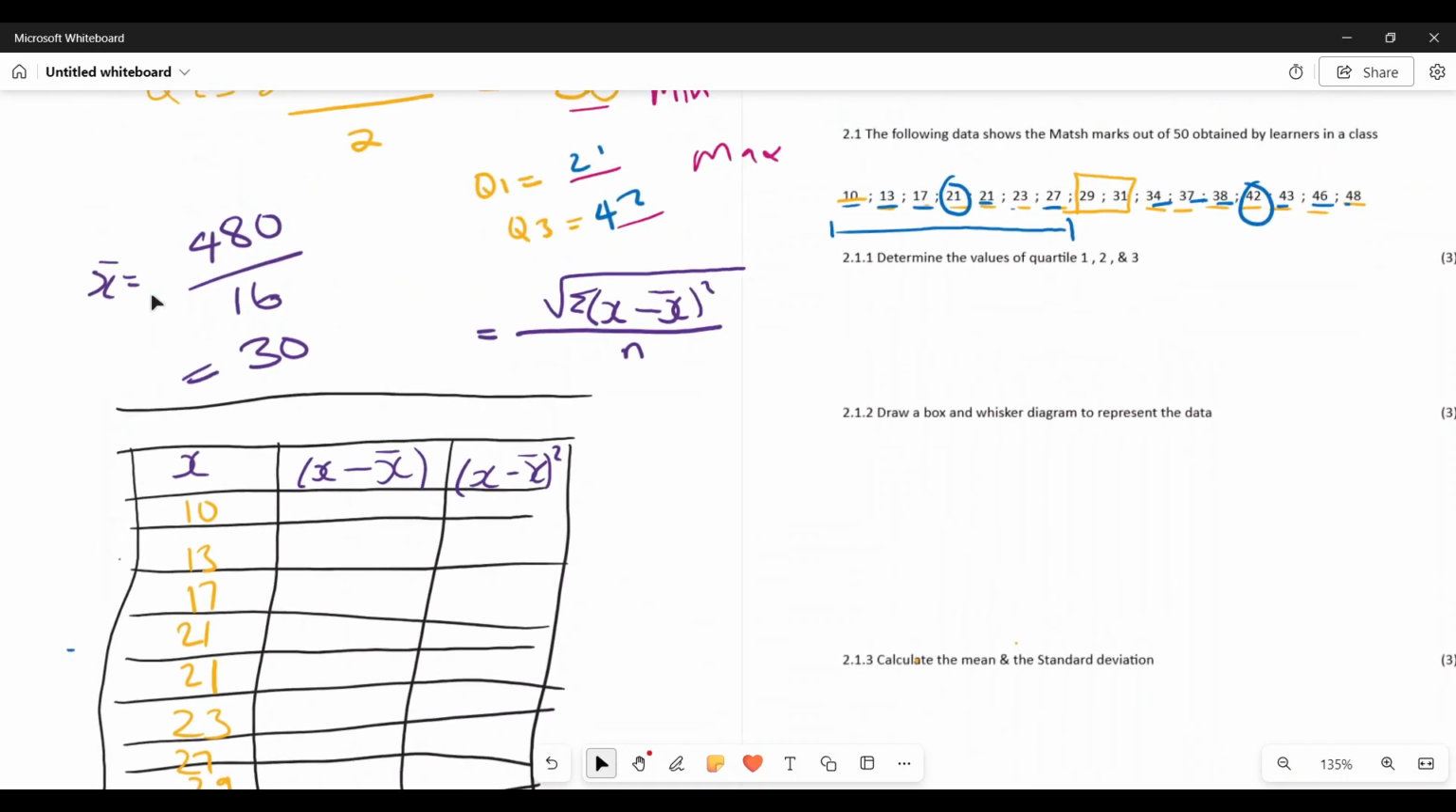Now, I've written all my values here. And as I've said, I need to subtract them by my mean. So 10 minus my mean, which is 30, and this should be negative 20. And here, I need to take that answer I got, and I need to square it, right, to find the values for these columns. So same applies here. I need to take my 13 minus my mean, and whatever answer that I find here, I need to square it. So you need to do these steps for all these values. So let us go about doing that.